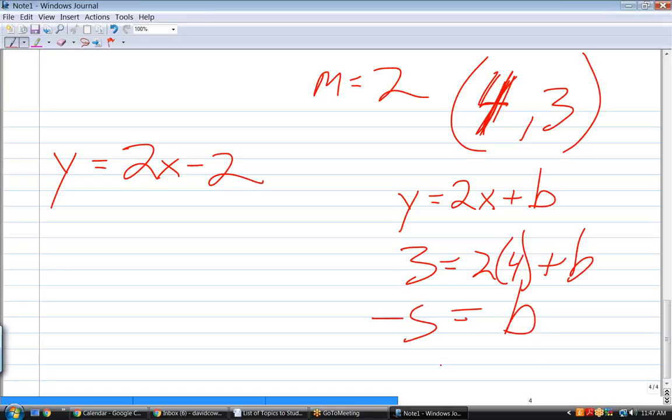And what's the equation of this line? y is equal to 2x minus 5. That makes sense. You got it? Yeah, okay, that makes sense.